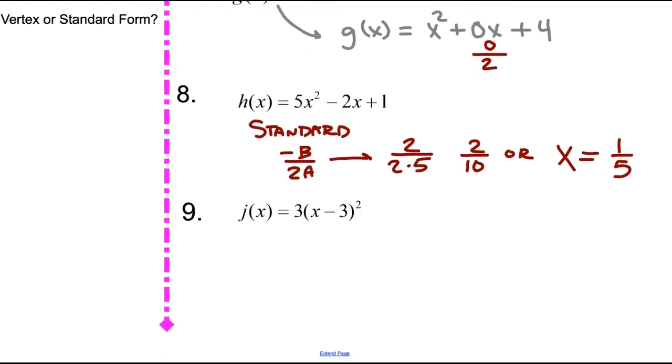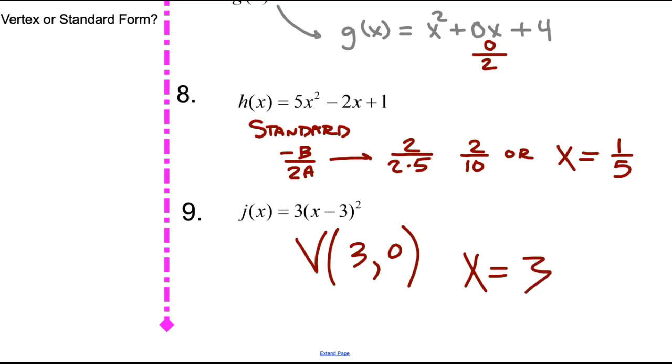And just a reminder, when it's in vertex form, you don't need to do the opposite of b over 2a because it's not in standard form. If it's in vertex form, I know the vertex, that's going to be (3, 0). So my axis of symmetry is going to be x equals whatever the x value of the vertex is, in this case 3. Yay? All right.